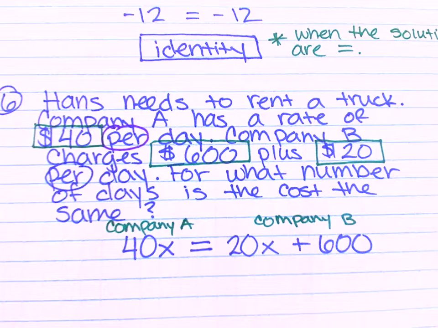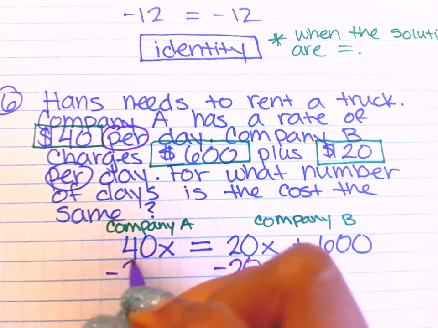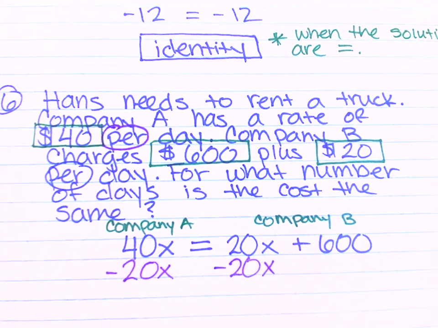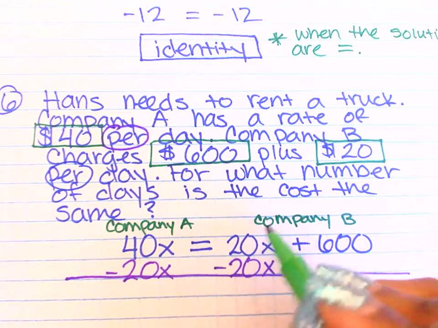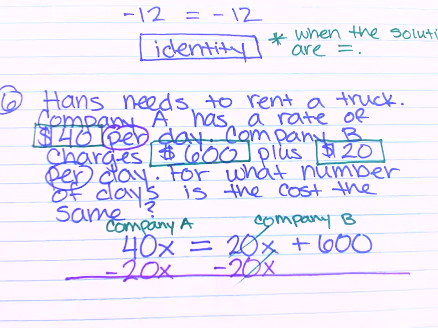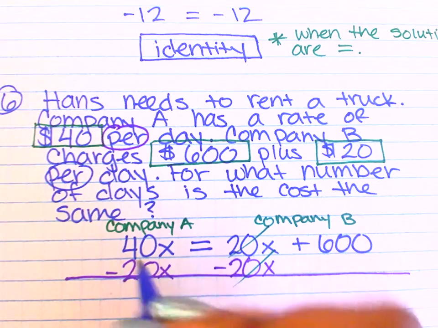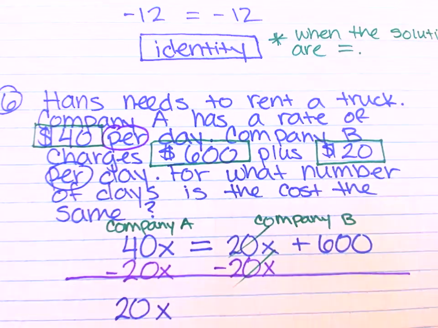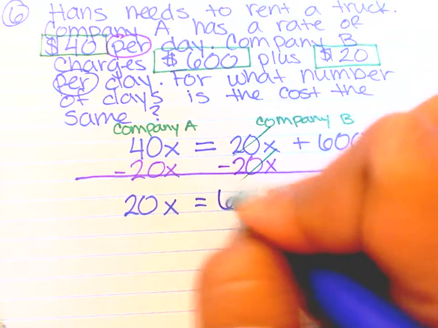Now we can solve it just like we've been doing. I look at both sides, so they need to be simplified. No. So then I look at both sides. Do I need to move the variable all to one side? Yes, I do. So I'm going to subtract 20x from both sides. And we're trying to move the variable to the left-hand side. My 20s cancel. Positive and a negative. And on this side, I have 40x minus 20x. 40 minus 20 is 20. Write the variable x equals, on the other side I'm left with 600.